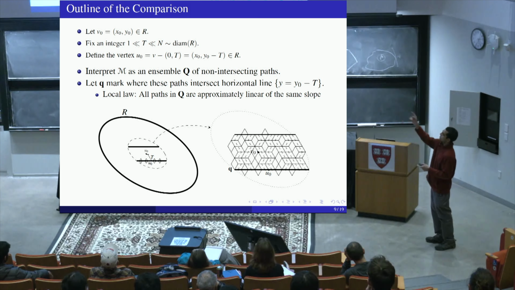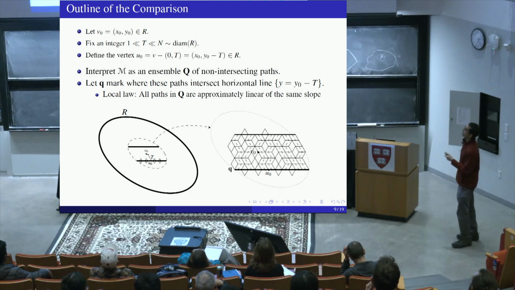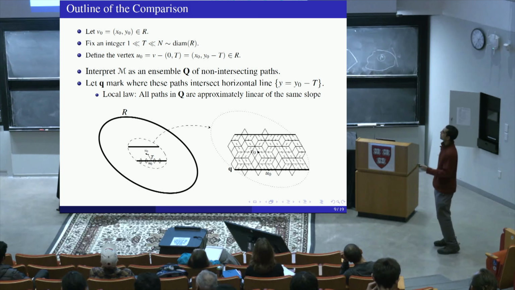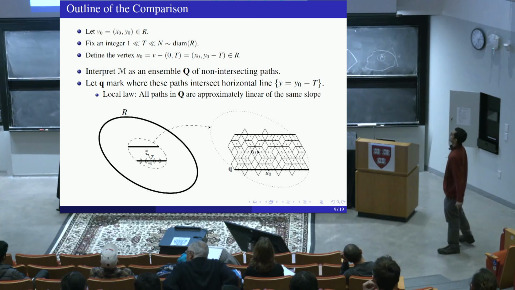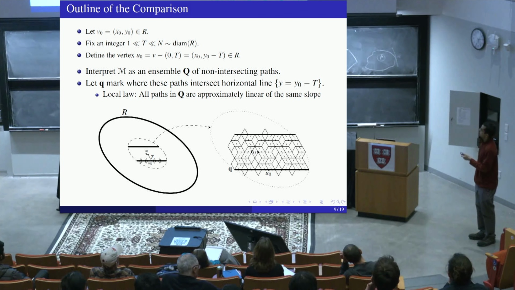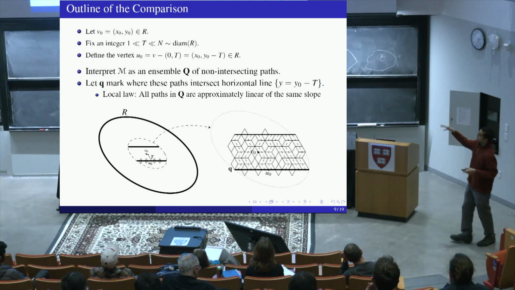And we'll let boldface lowercase q mark where these paths intersect this line, basically. This is going to be the initial data. So I'm going to condition on this initial condition. The local law now is going to give you a few things. The first thing it's going to say is that I have a bunch of walks here. The local law is doing a few things. First of all, it's controlling this initial data, and it's also controlling the drifts of the paths.